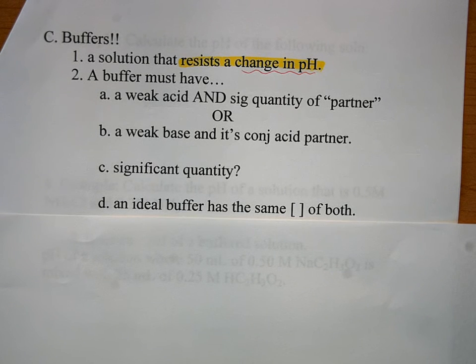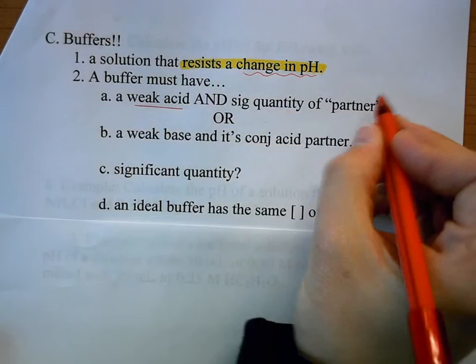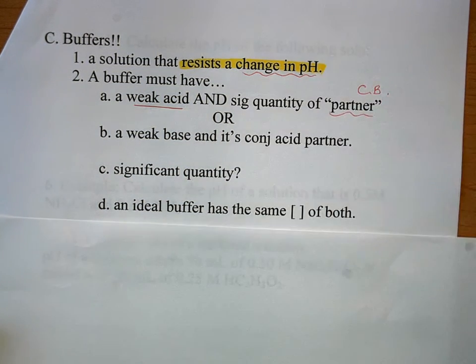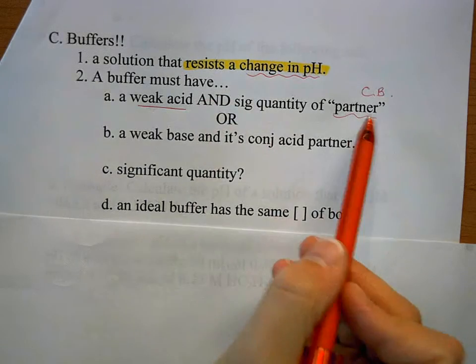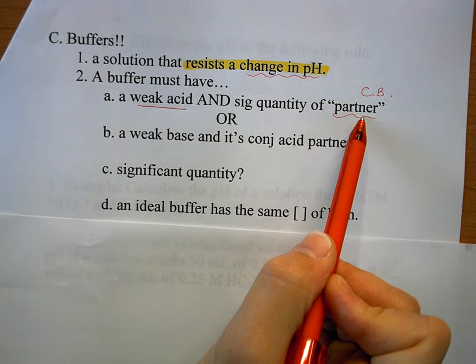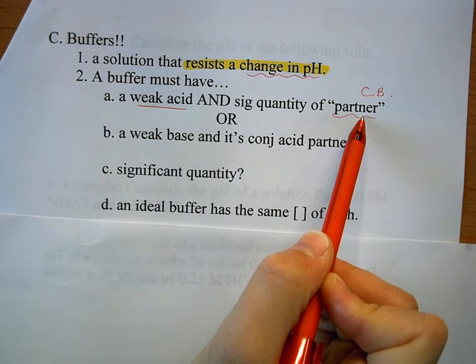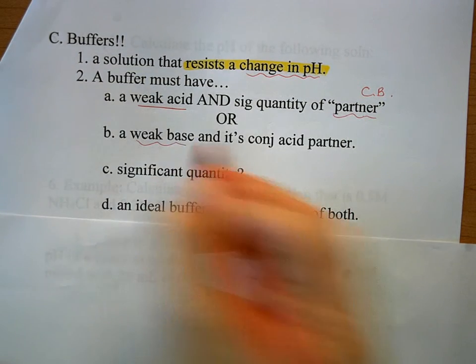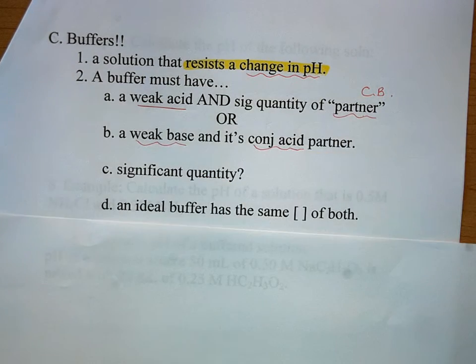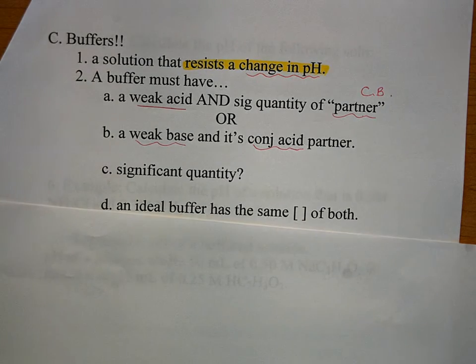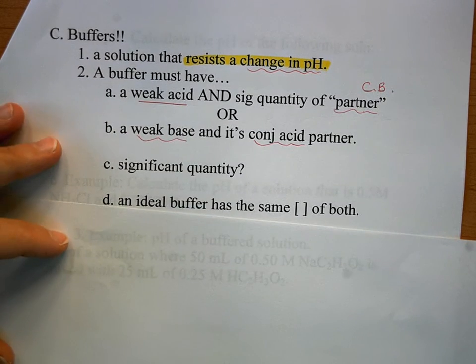Things that a buffer must have, if you are identifying a buffer: it's got to have either a weak acid and a significant quantity of its partner, which means its conjugate base. Like the weak acid acetic acid, its partner would be the acetate ion coming from a salt like sodium acetate. Or a weak base and its conjugate acid partner. So buffers can be made up of acidic solutions or basic solutions. Again, they're resisting a change in pH.